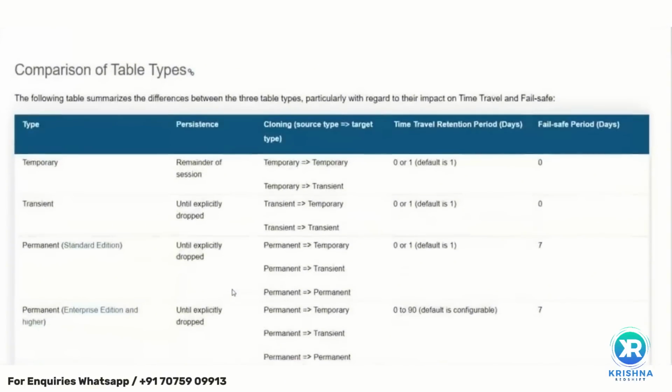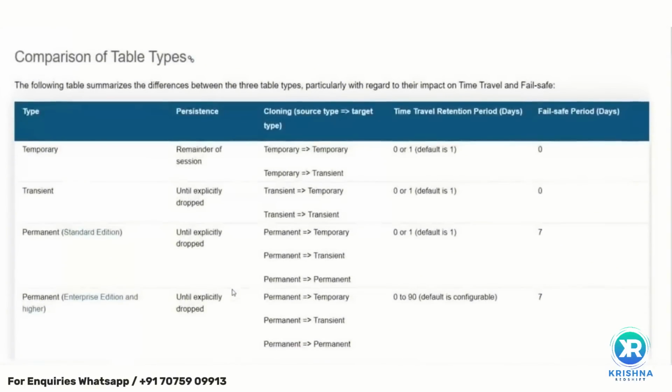So this is the documentation, where we can see all these features in one go. The following table summarizes the difference between the three table types. We especially need to see them with respect to time travel and failsafe only. See, temporary tables. What is their persistence? Persistence means their lifetime, or validity. They will be there till the end of the session.